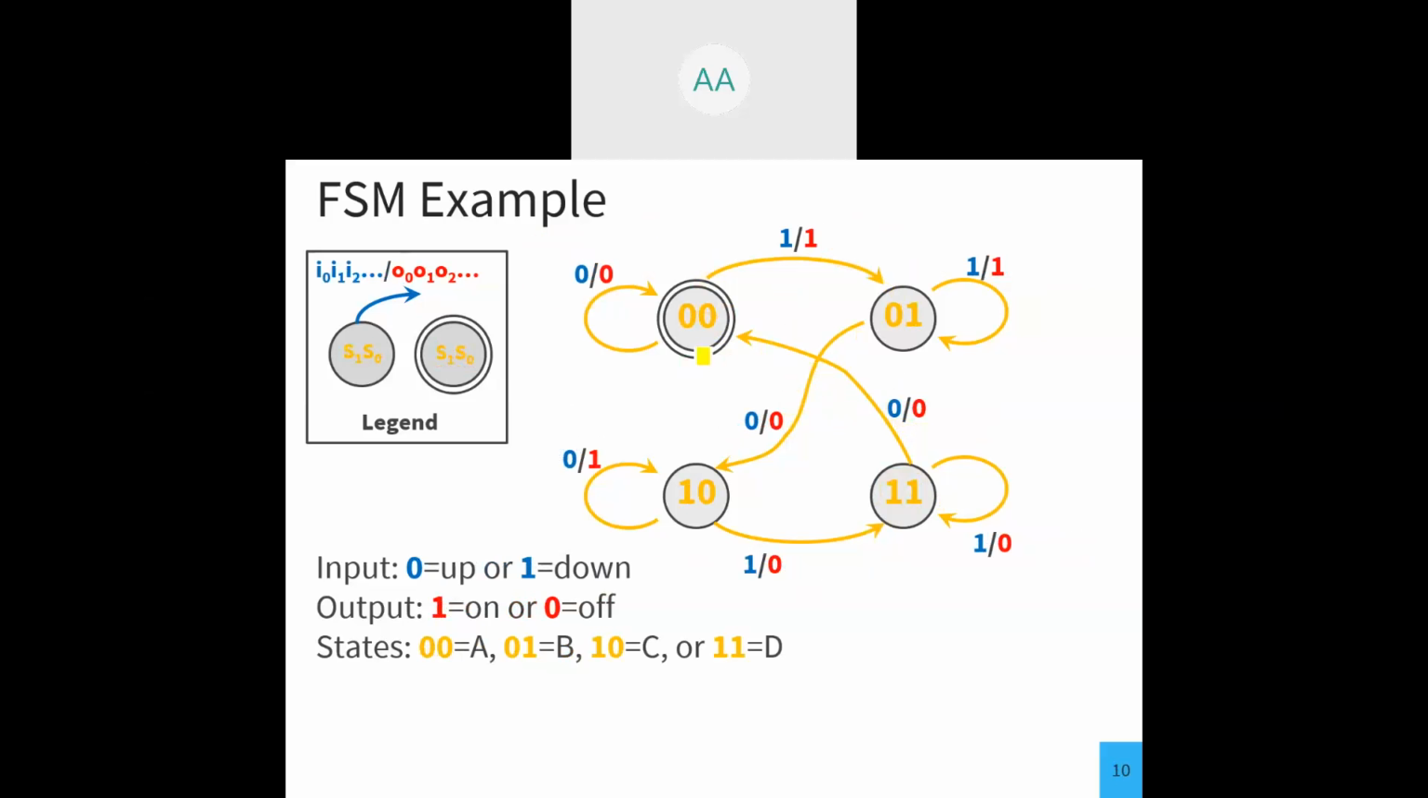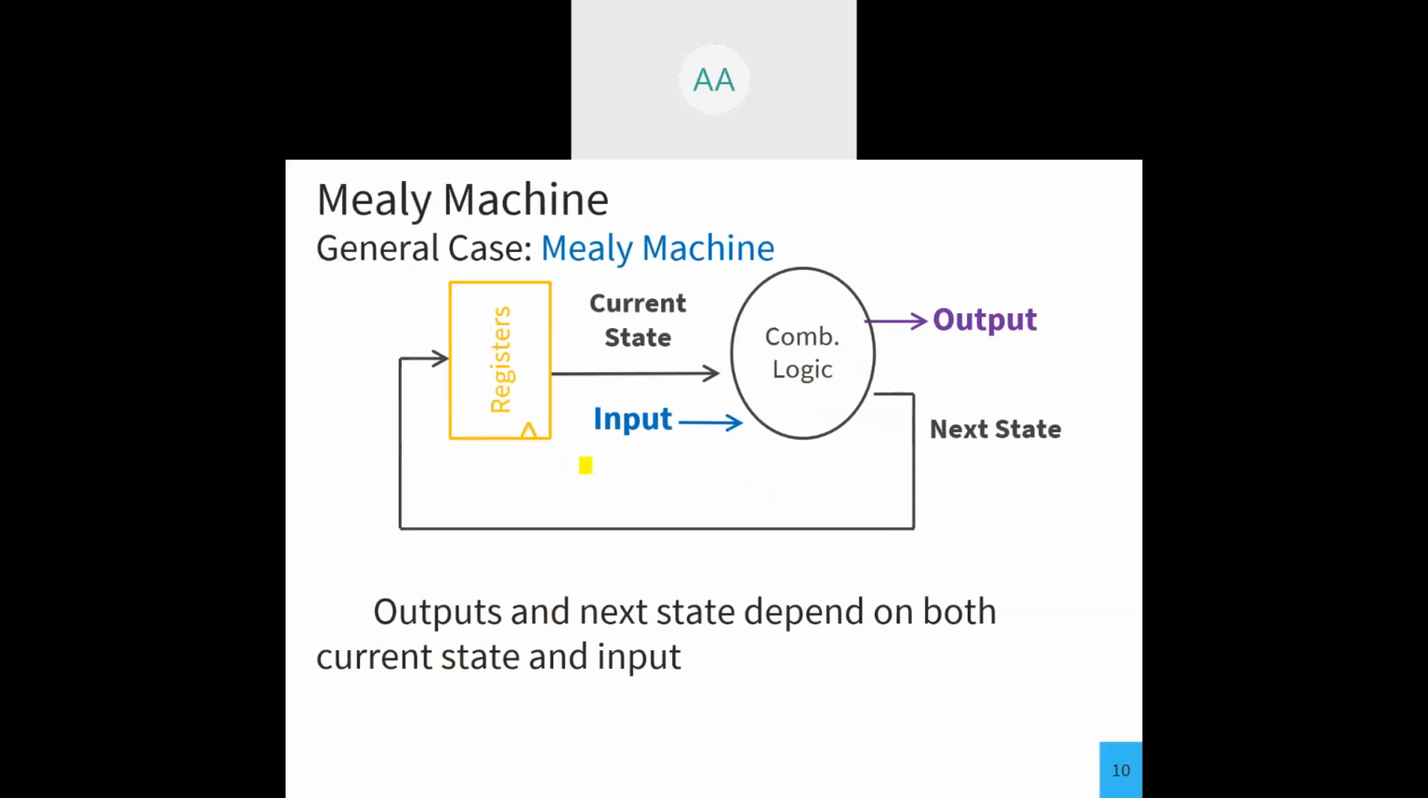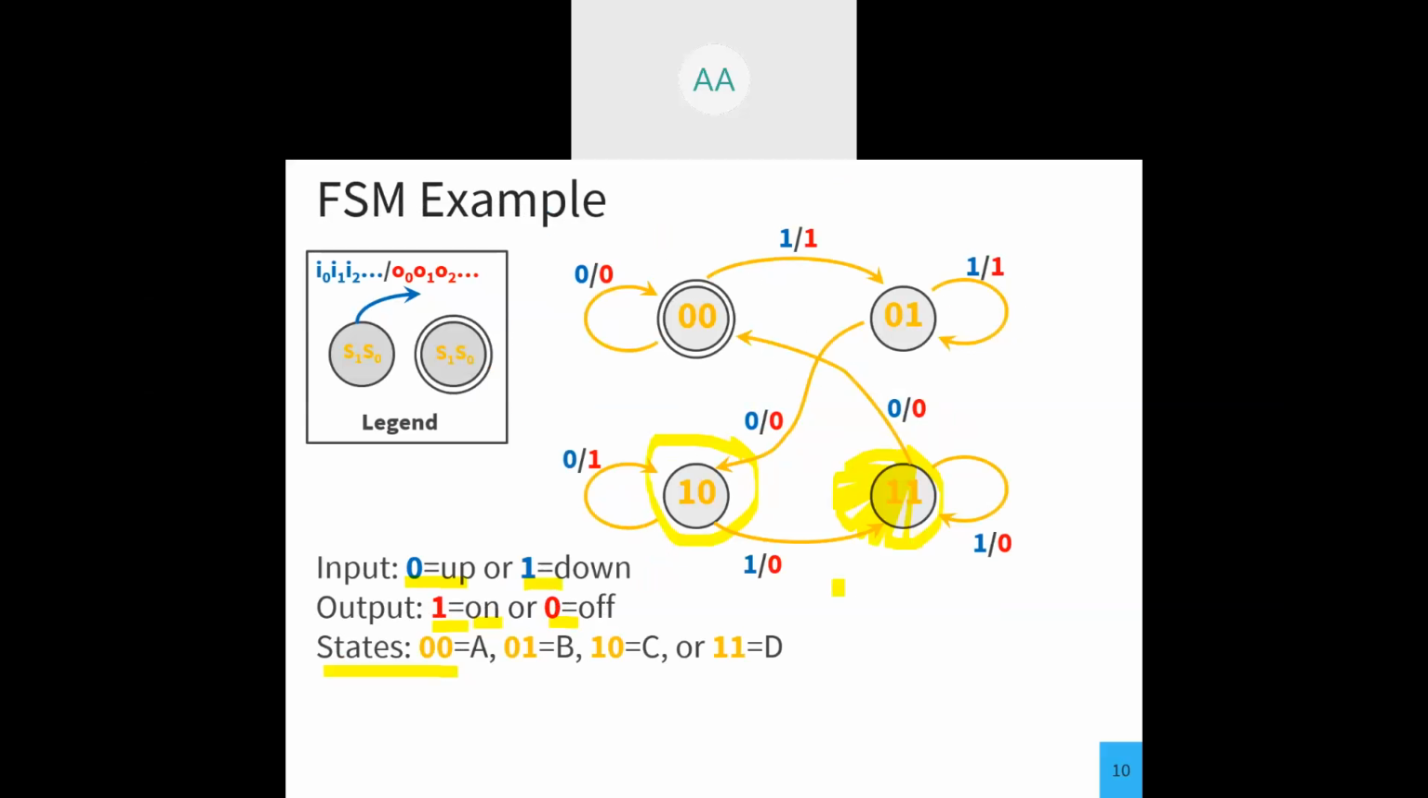Now there's an example. Since in the last example we have only four states, let's represent those states A, B, C, D with binary 00, 01, 10, 11, because at the end we need to design them in digital logic devices. Now suppose input is 0 for up and 1 for down, and output is 1 for on and 0 for off. And suppose state A is represented by 00, B is 01, C is 10, and D is 11. So this is the state diagram for a finite state machine.